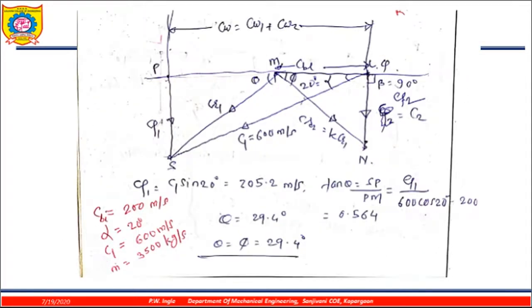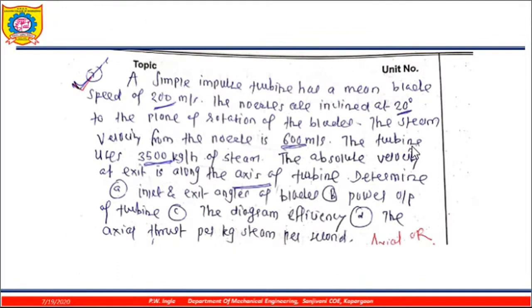Now this is also a problem based on axial exit. A simple impulse turbine has a mean blade speed CBL of 200 meter per second. Nozzles are inclined at 20 degrees alpha angle to the plane of rotation of blade. The steam velocity from the nozzle is 600 meter per second, C1. The turbine uses 3500 kg per hour; you convert it into kg per second. Absolute velocity at exit is along the axis of turbine, so CW2 is 0. Determine inlet and exit angle of blade, power output, diagram efficiency, and axial thrust.